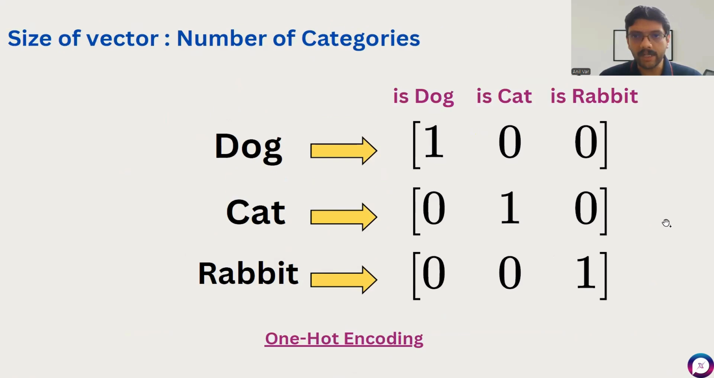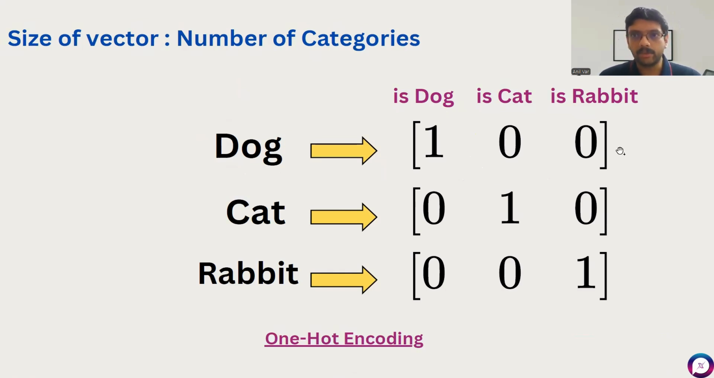So what we've done here is we said, well, first of all, we're replacing this text label with a vector. The size of the vector, meaning the number of elements in this vector, is equal to the number of categories. There are 3 categories, so the size of this vector is 3. And effectively, the first element in the vector is basically toggled or set to 1 if the label is dog, right?